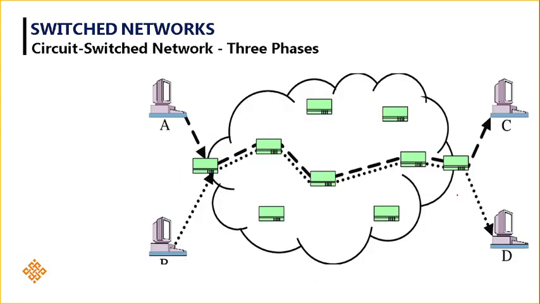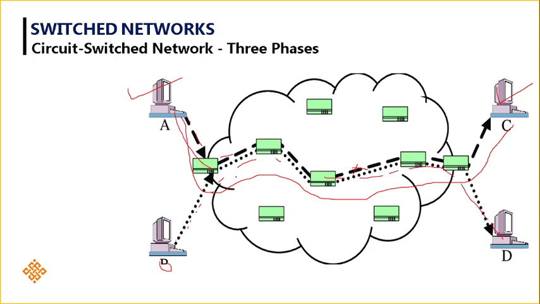As I told, these are three phases, and here you can see station A is sending data to station C. First the connection is established in this direction. Then data transmission takes place. Once all the data has been sent, then the connection can be closed. You can see here from A to C, there are some dark dashed lines, that is the path. And from B to D, this is the path, the dotted line, this is the direction.